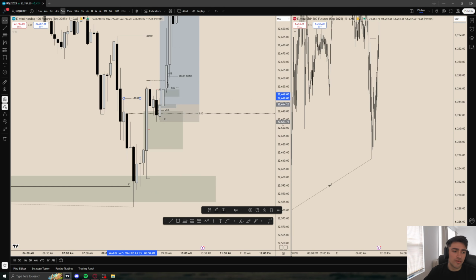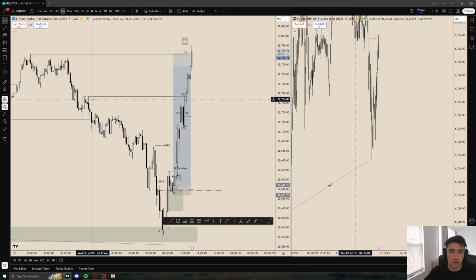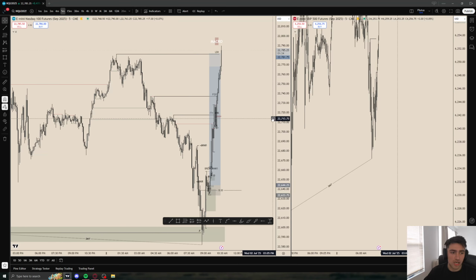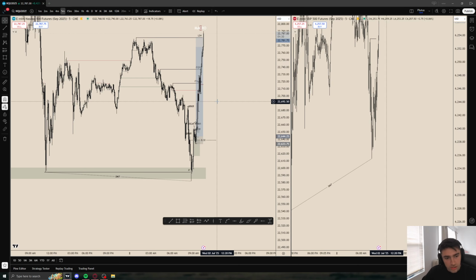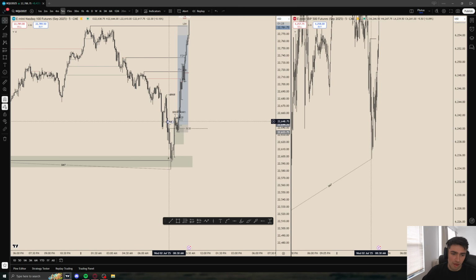So what do we have? We have a clean draw on liquidity, right? We have equal highs, low resistance liquidity, London session high. Again, we have a clean draw on liquidity. We have our conditions. And now what else do we have? Again, a 5-minute bullish breaker.